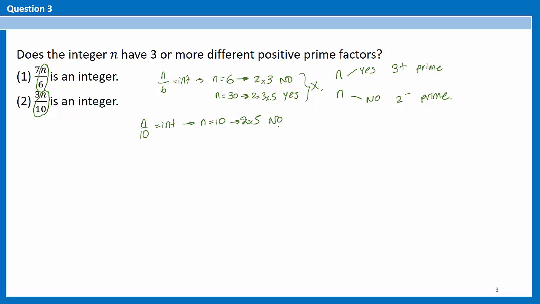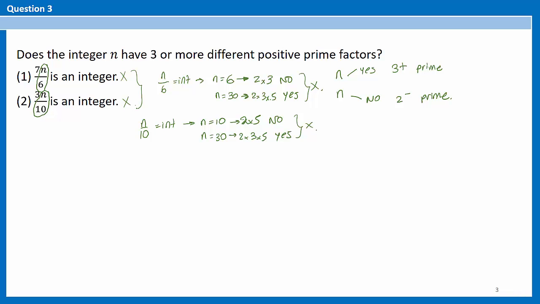But since it can be bigger, you know, it could be 30. Okay, that is 2 times 3 times 5, and then it would answer yes. So I have 2 different answers to the question, not sufficient. Okay, both alone are not sufficient. Now I have to see them together.